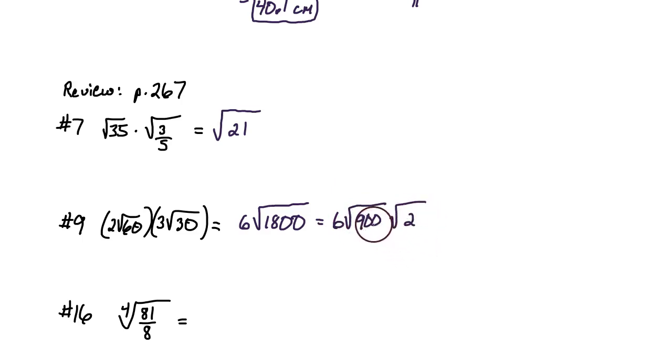And I'm choosing 900 because that's 30 times 30. Next up, we get 6 times 30 times the square root of 2. What I've done is I've replaced the square root of 900 with the number 30. Final step, 6 times 30 is 180, square root of 2.